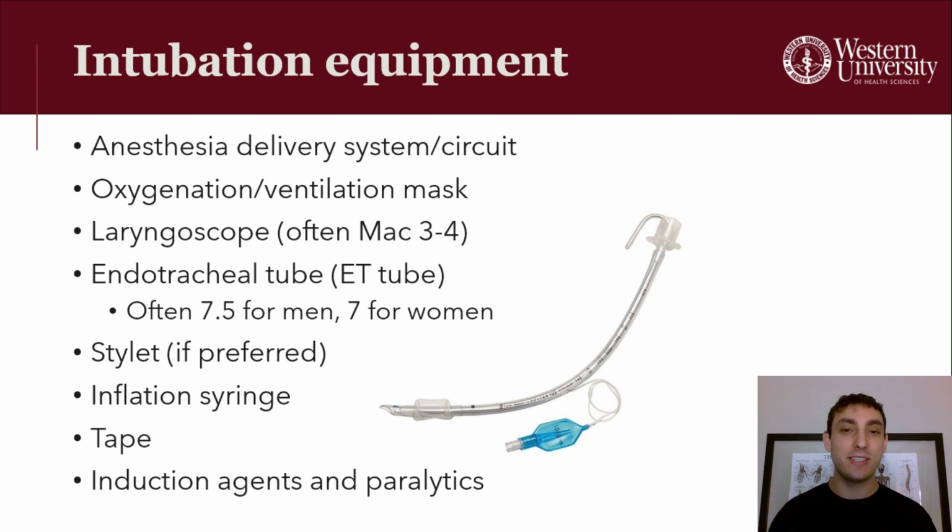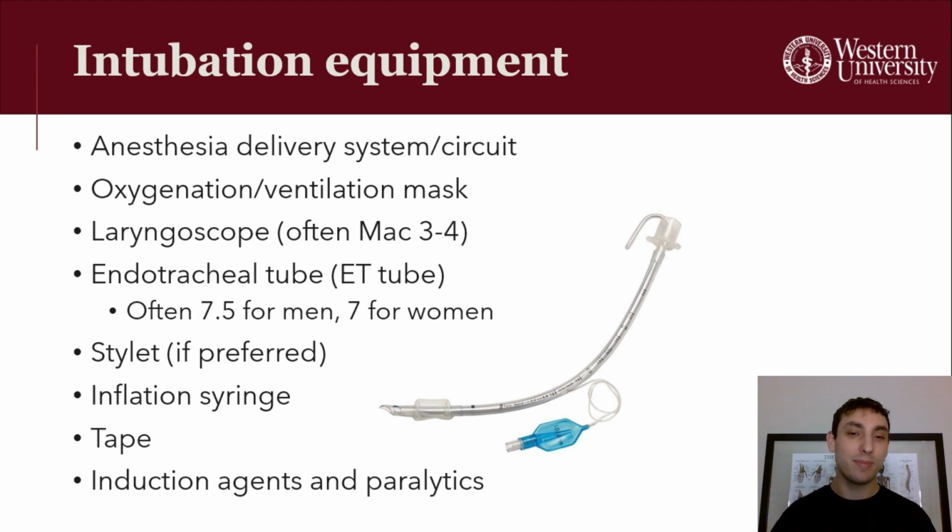So you're going to have your whole anesthesia machine and circuit. You're going to have an oxygenation and ventilation mask. You're going to have your laryngoscope. You're usually going to see a MAC blade like this one. This is a MAC 3 plastic blade. You're going to have your ET tube.